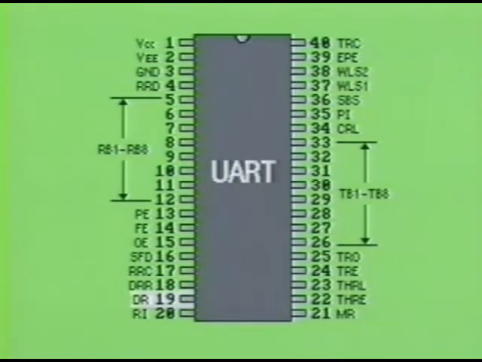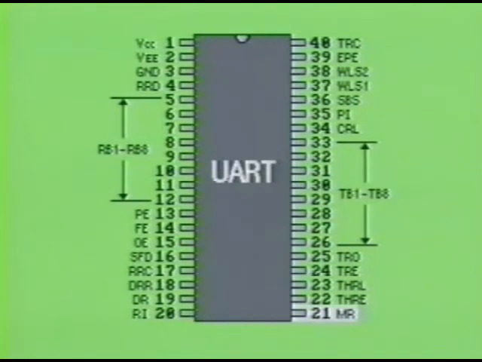Pin 19 is labeled DR. It is the data received flag input. A high on this pin indicates that the data was received and is in the receiver holding register. Pin 20 is labeled RI. It is the receiver serial input. All serial input data is applied at this input. Pin 20 is held high when no data is being received.